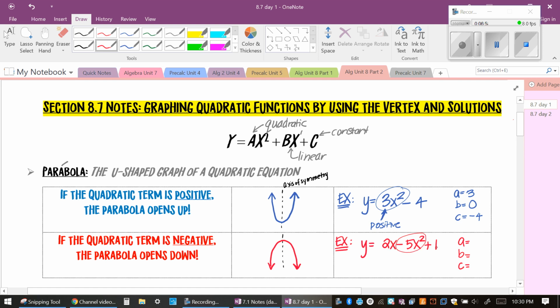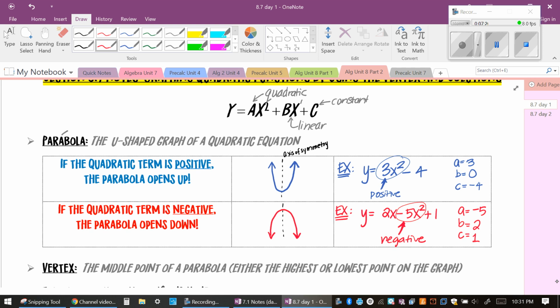So notice, I don't know if you guys noticed, I switched the order up on you. I put the linear term first, then the quadratic. So the linear term is b, or the coefficient of the linear term is 2, and then the constant term is 1. So because the quadratic term has a coefficient of negative 5, see how it's negative? That means it's going to open down.